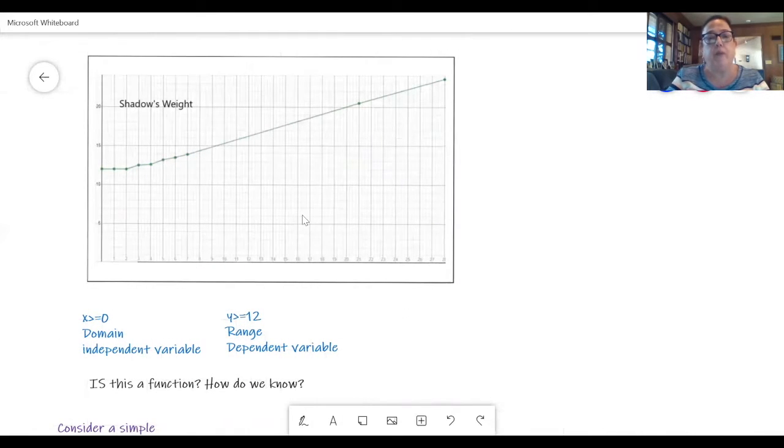The other thing I want to remind you of, we consider the X values to be defined on a domain. That tells you all the X values that are allowed. In this case, the X values have to be greater than or equal to 0 because Shadow couldn't be in our house a negative number of days. And the Y values here are greater than or equal to 12 because Shadow started out at 12 pounds. The Y values are the possible values that can be generated, and that's called the range. So again, the domain are the independent variable values and the range of the dependent variable values. So the question is, is this a function and how do we know?